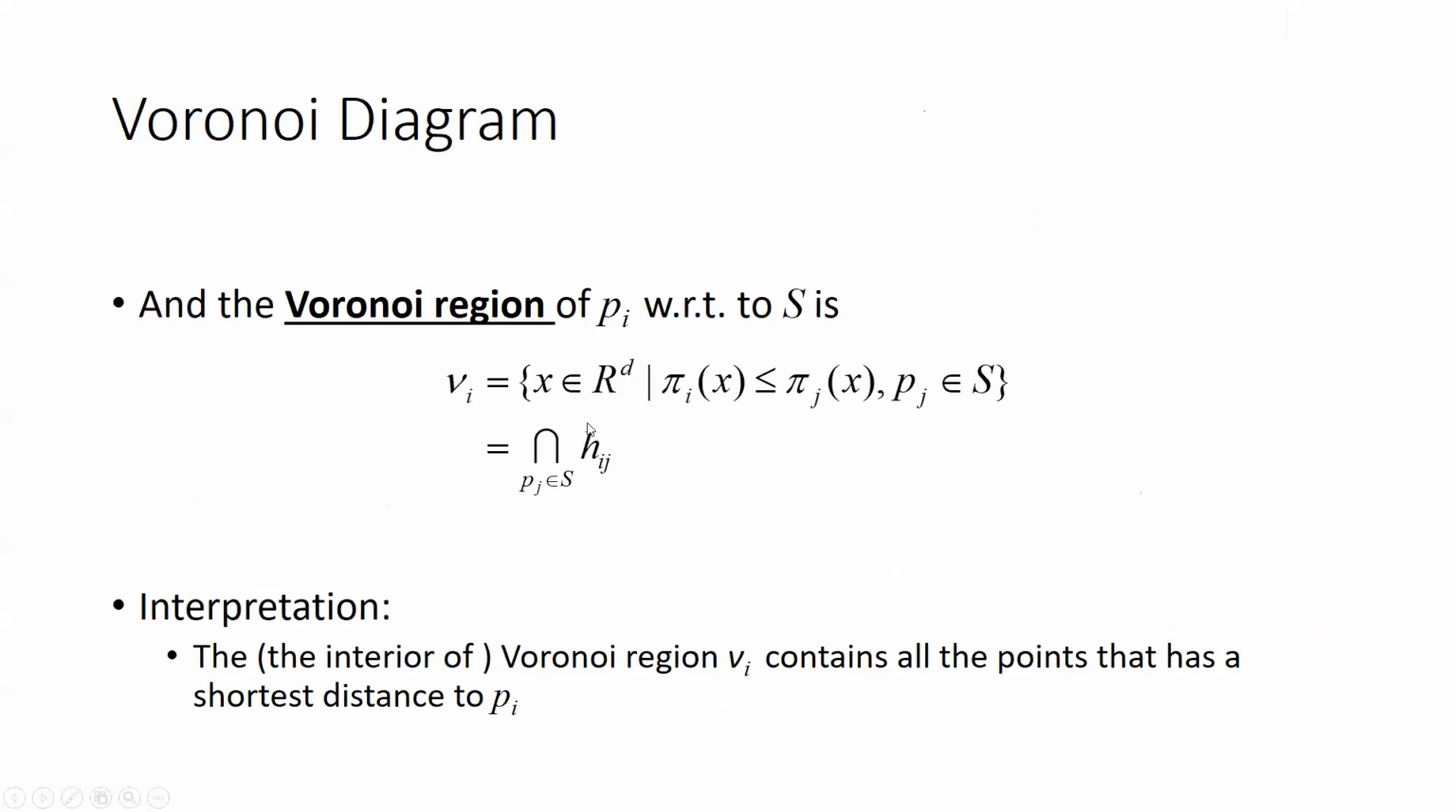Okay, with this, the Voronoi region of a certain point Pi with respect to the set S is, I take every other point in S, and I want to find the intersection of all Hij. That means I want to find the region where the distance to i is smaller than the distance to all j, which simply means the Voronoi region, this symbol, we use nu, that contains all the points that have the shortest distance to Pi.